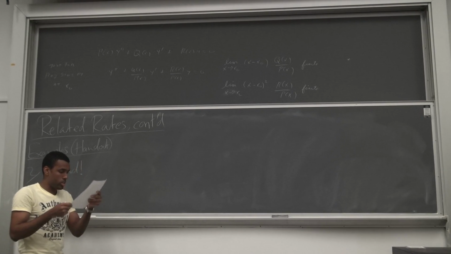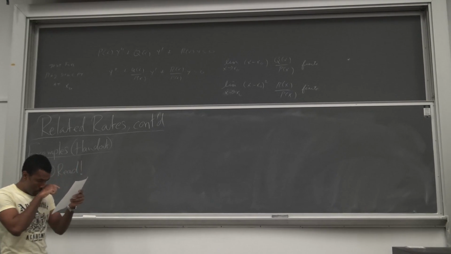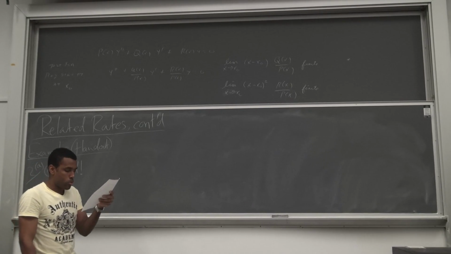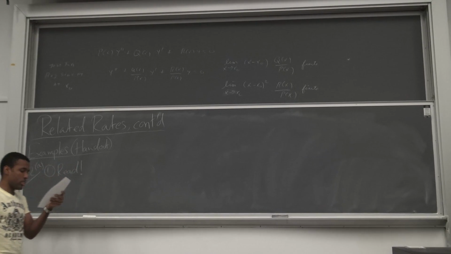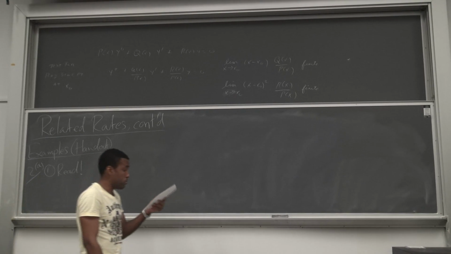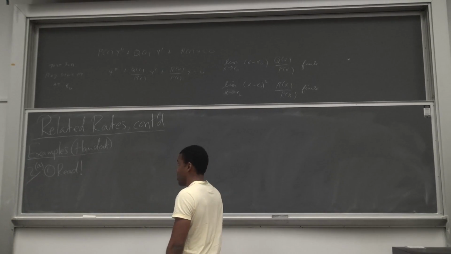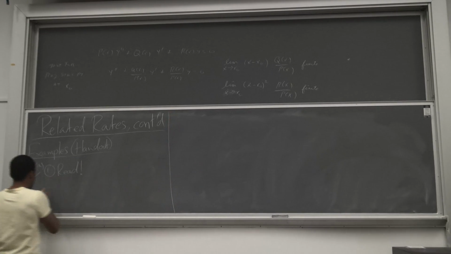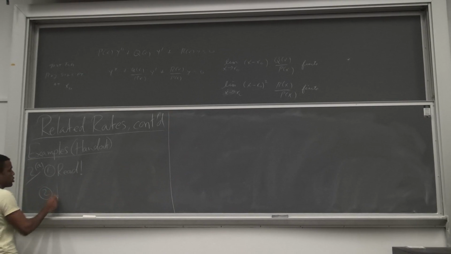So it says, problem 2, part A. A particle is moving along the curve y equals x cubed plus 1 in such a way that the y coordinate is increasing at a rate of 2 units per second. And at what rate is the x coordinate changing when y equals 9? So that's the problem. So step 1 is to read, so we kind of understand the situation. Step 2 is to draw a diagram.